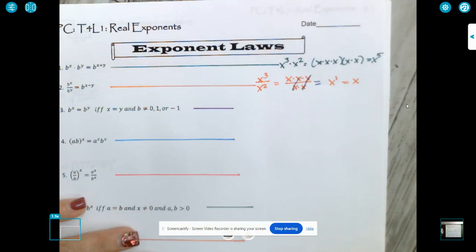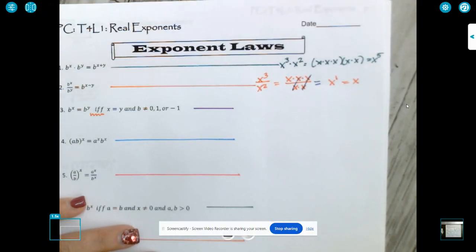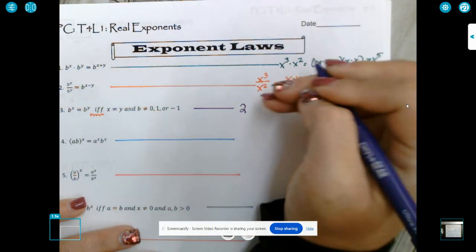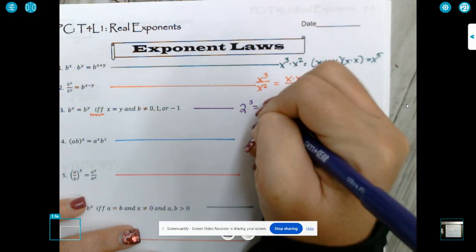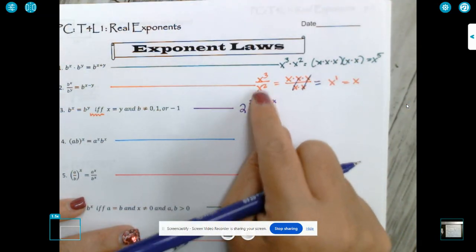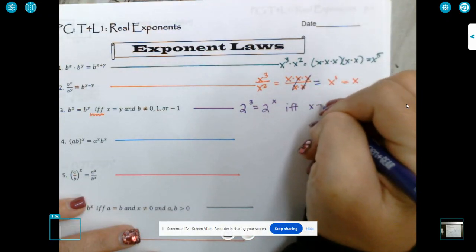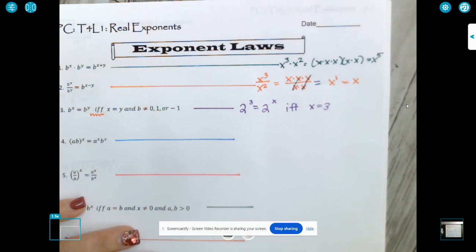All right, number 3, b to the x equals b to the y if and only if, that's what this means, if and only if, okay, x equals y and b does not equal 0, 1, or -1. All right, in other words, y'all, if you have the same base, no matter what your exponent is, you can solve that by setting your exponents equal to each other. Okay, so 2 to the third equals 2 to the x, if and only if x equals 3.